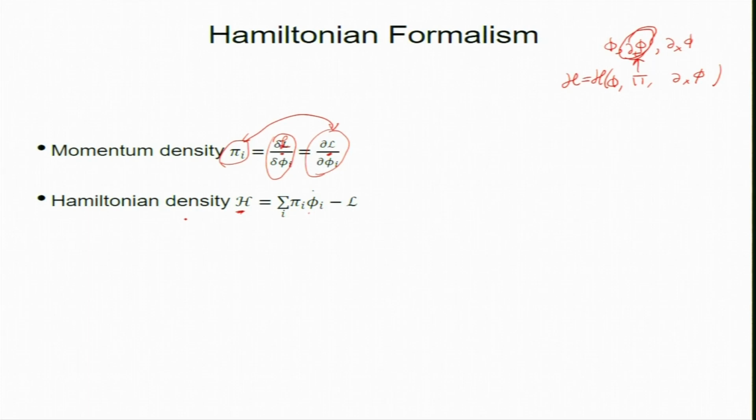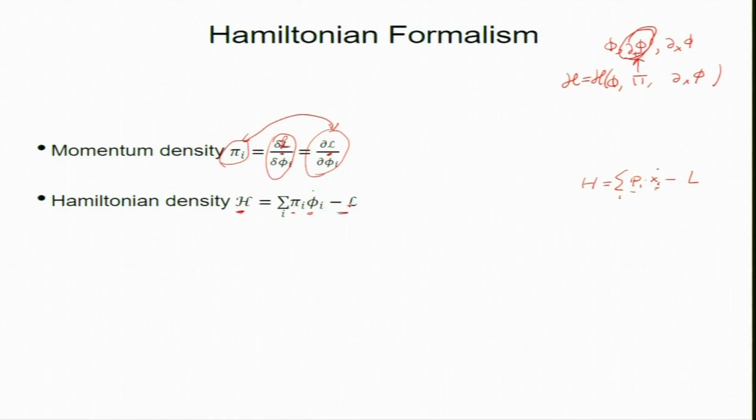If you recall, for particles, how do you write the Hamiltonian? H is the sum over all i of p_i x_i dot minus L, where i is a generalized coordinate. We do the same here. P is replaced by the momentum density, x_i dot is replaced by phi_i dot. The i are components. Right now we have one component in our illustration, but I could have more components, minus the Lagrangian density, straightforward.